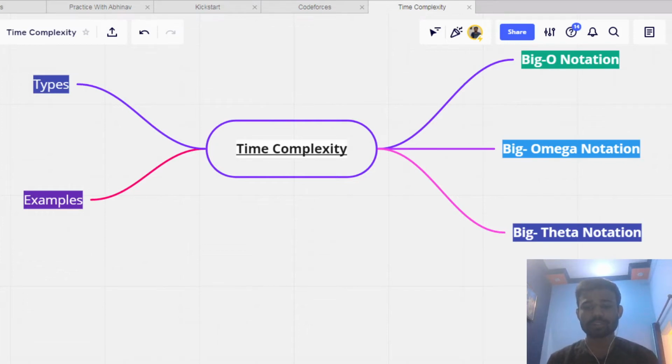This is Abhinav. So in this video we are going to talk about time complexity. So we'll discuss what is time complexity, what is the use of time complexity, how to find time complexity of a particular algorithm, types of time complexity, all the notations, big O notation, big omega, big theta, everything, okay, in detail.